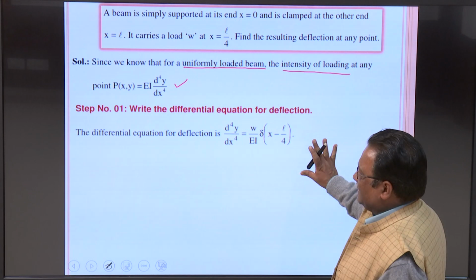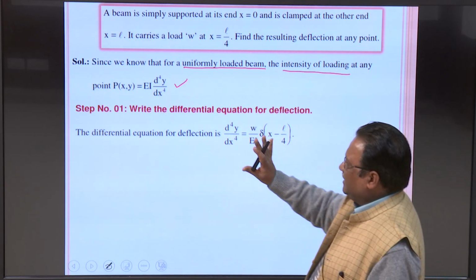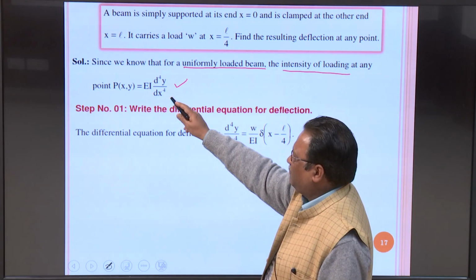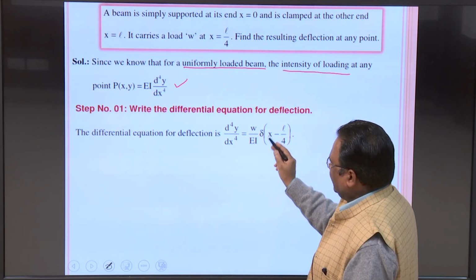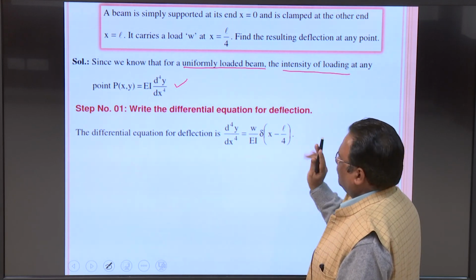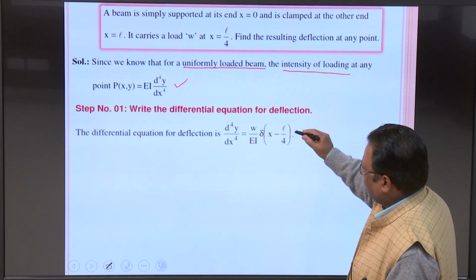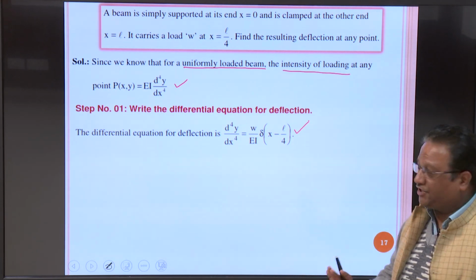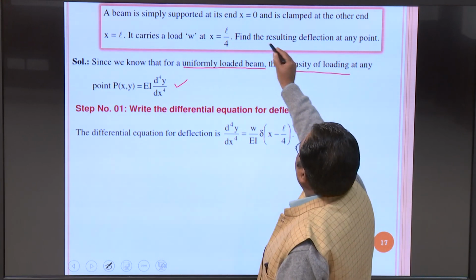Step number 1 is to write the differential equation for deflection. In this case, the differential equation for deflection is d4y over dx4 equal to W over EI delta (x minus L by 4). This is the differential equation for deflection, and we have to find the resulting deflection.